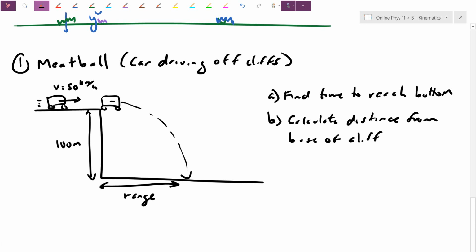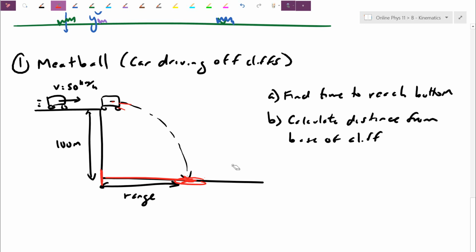Right, so you can imagine here, I'm going at 50. If I were going faster than 50, I would end up going farther than that. If I was going slower than 50, I'd go a little bit less. But because I'm going exactly 50, where should I be from the base of the cliff here? How far should I put a target so that I would actually end up hitting it?